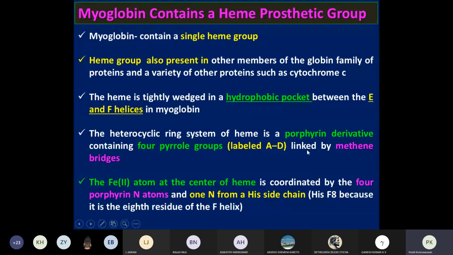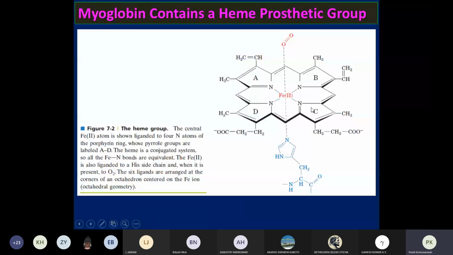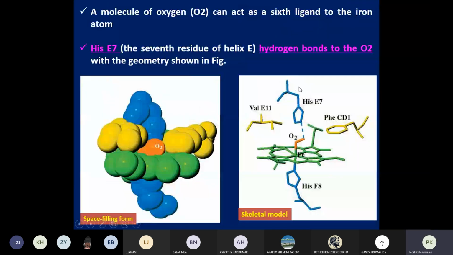So this heme is again the same, made up of four pyrrole rings and methane bridges, and the iron atom is present in the center. It has six coordination sites, and four sites are satisfied by the four nitrogen atoms of the pyrrole rings, the fifth valence is satisfied by the proximal histidine, and the sixth valence is meant for oxygen binding. And this is similar to this one.